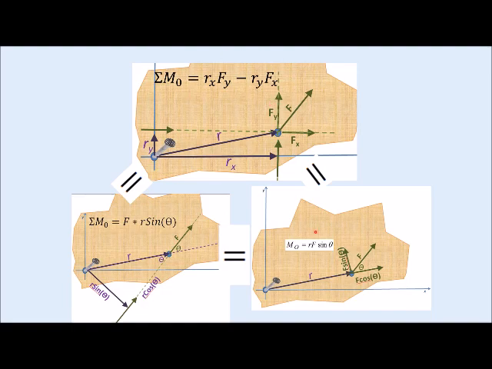Cross products are f sine theta, fr sine theta. Either way, these are all equivalent to one another and will all give you the same number.